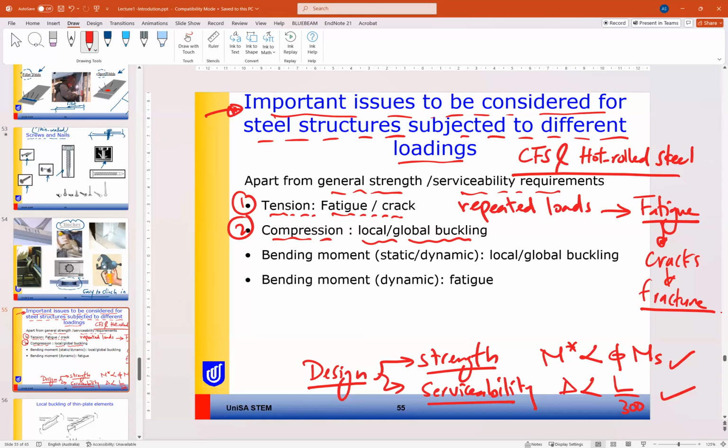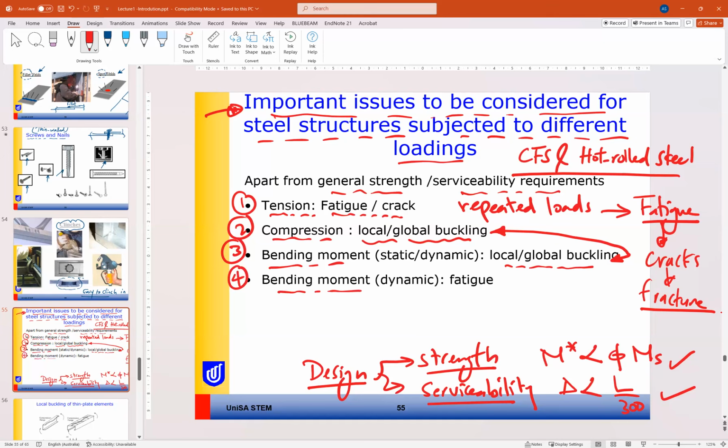So buckling is the most important problem we need to consider in compression. Also in bending moment, we need to consider the local and the global buckling. Local and global buckling actually is the most critical issue we need to consider in our design because the steel materials are thin or relatively thin, so it is susceptible to buckling easily.